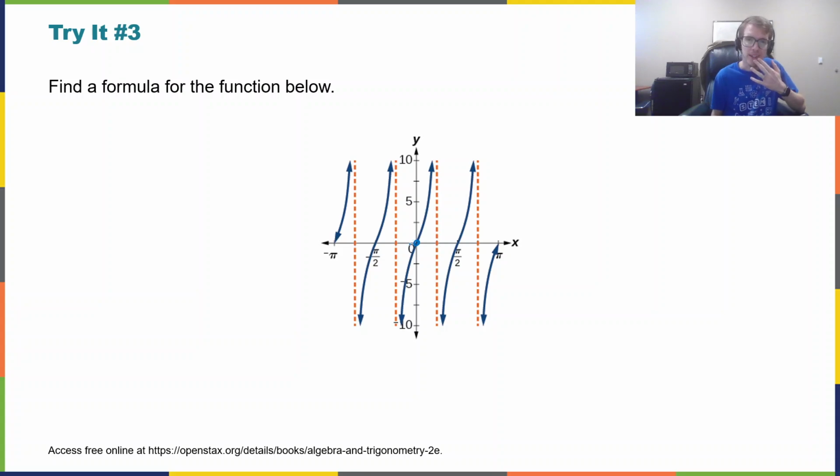But we need to think about the period. So the period appears to be -pi/4 to pi/4. So that's a total distance of pi/2. The period from our graph is pi/2. So that means we need to find b. b is pi/(pi/2). Taking the reciprocal, we have pi times 2/pi. So our period is 2. Or, sorry, our b is 2 because our period is pi/2.